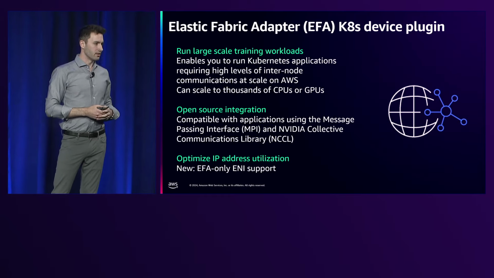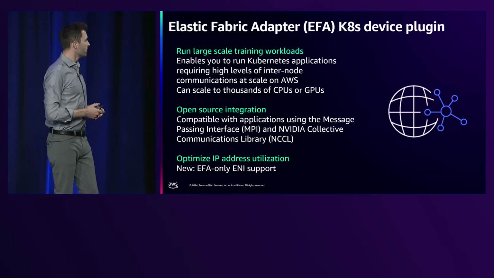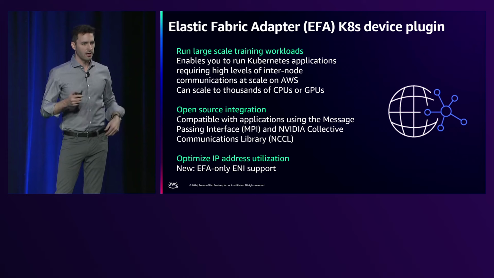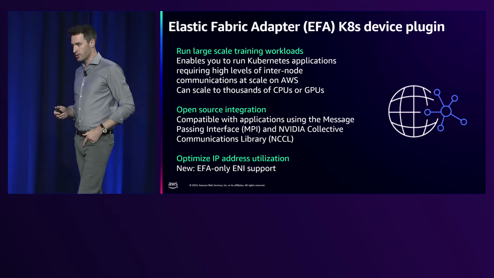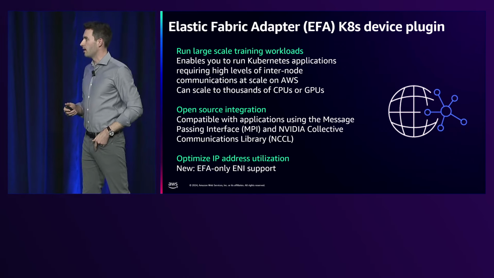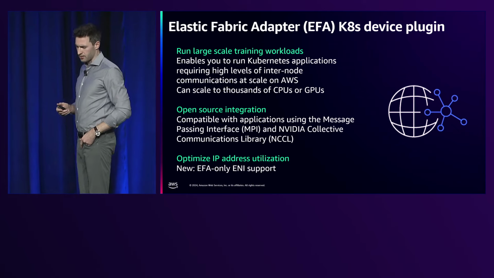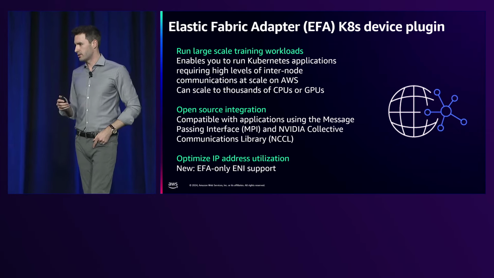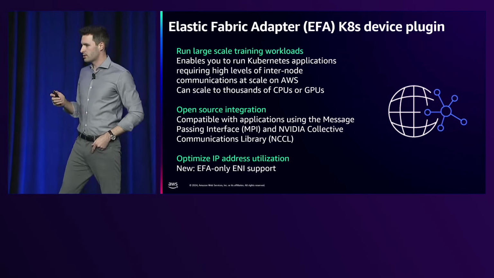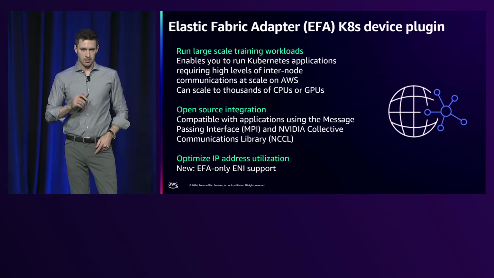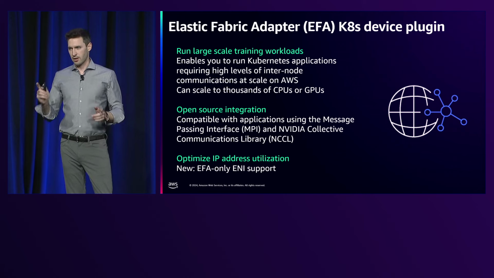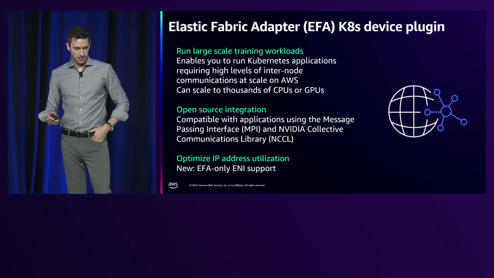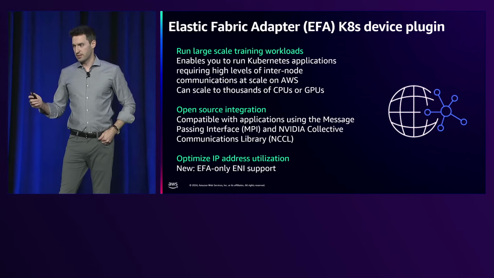EFA is an example of a lower level infrastructure innovation that AWS built. It's an OS bypass hardware interface that allows high levels of multi-node communication. We make that easy to use with EKS and Kubernetes with a device plugin. I think a couple notable recent enhancements, EFA just added support for cross-subnet communication. You used to be limited to a single subnet with EFA. Now you can do cross-subnet within the same AZ. You don't necessarily want to do training across AZs because that's expensive, but that helps with IP address exhaustion.